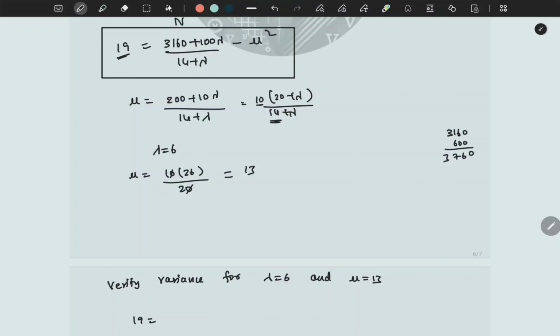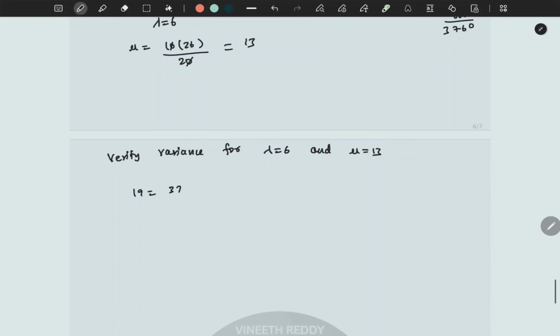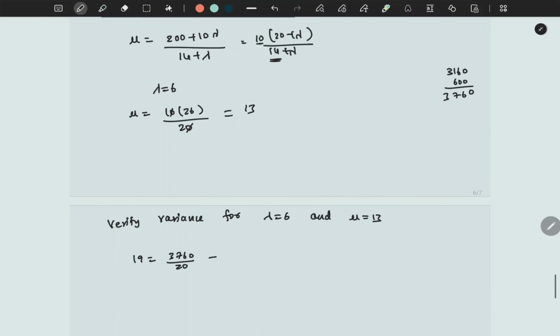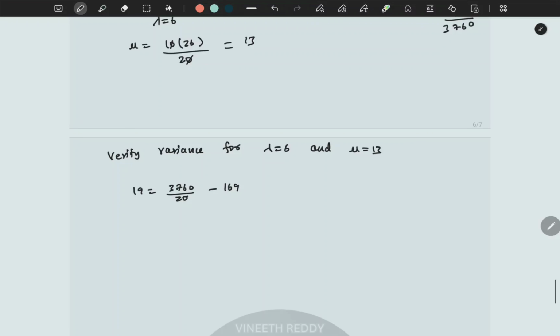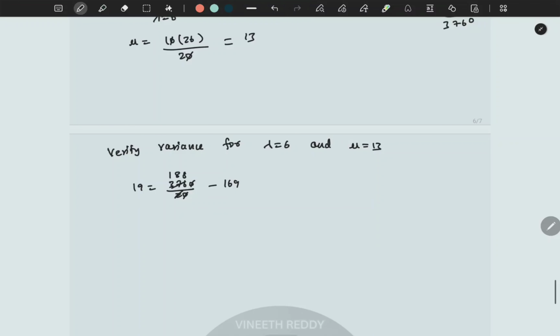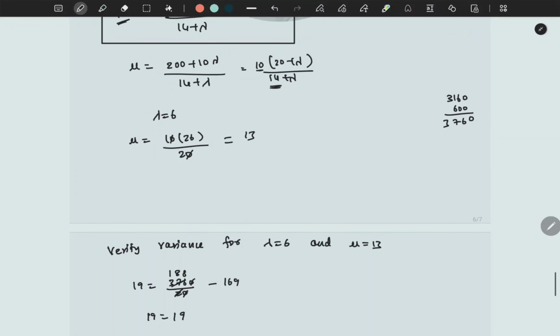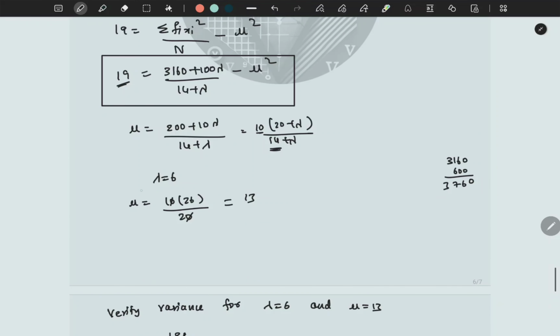3760 divided by 14 plus 6 is 20. So we get 3760 divided by 20 minus mu will be 13. So 13 square will be 169. So let us just check quickly. 2 ones, 2 8, 16, again 188. So 188 minus 169, 18 minus 9 is 9, 7 minus 6 is 1. Perfect. So I think, yeah, that means these should be the values. So that's it, dear students. I think the question is solved. Lambda is 6 and mu is 13.